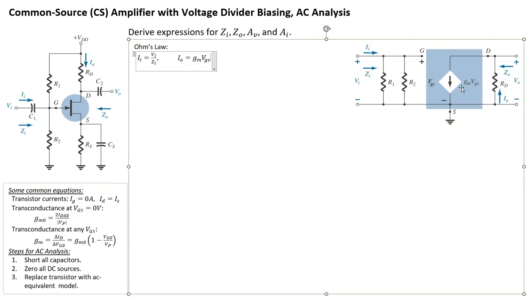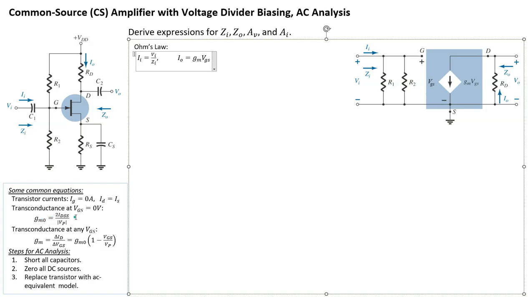Just a reminder, gm is the transconductance value. Basically, it is the gradient at the quiescent point of VGSQ on the device curve. Mathematically, it is defined as gm equals gm0 times (1 minus VGS over VP), where gm0 is the value of gm at VGS equals 0.